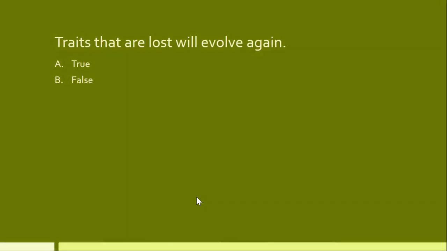And here's your next question. Traits that are lost will evolve again. True or false? That is false. If you have a trait that goes away, like legs in whales, it is not going to come back again in the same form. Now, does that mean that you couldn't have a new structure that forms leg-like features, right, and eventually become legs? Maybe, but they won't arise from the same structure. It won't arise from the same structure typically, okay? So that's a very important thing.